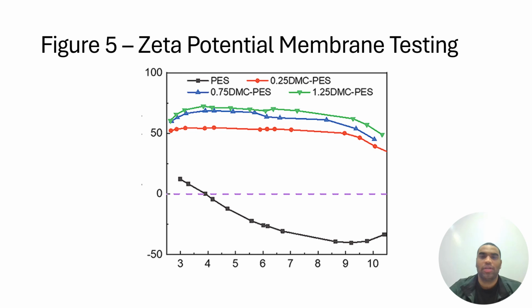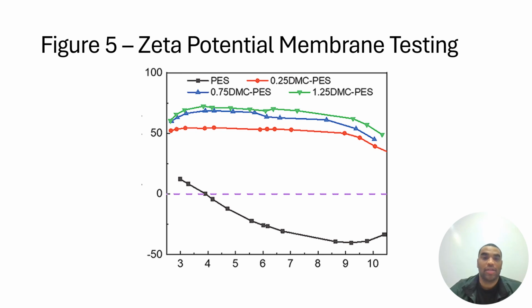This graph illustrates the zeta potential for membrane types across the pH range of 3 to 10. The PES membrane, shown in black, exhibits a decreasing trend in surface charge with increasing pH, even crossing the 0 point and becoming negatively charged above a pH of 4. This indicates low and unstable surface charge, which contributes to weak electrostatic interaction with the biomolecules.